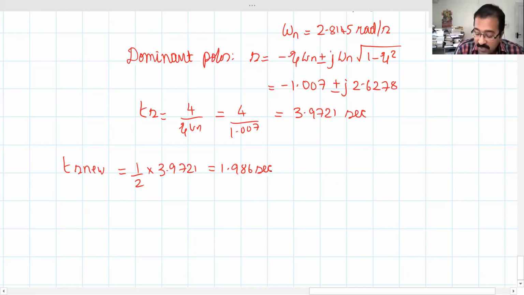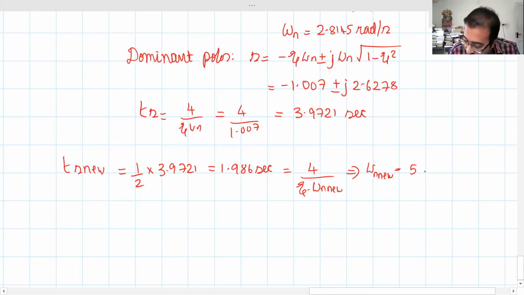So that is nothing but 4 divided by zeta into a new omega n, because you are maintaining the damping ratio the same. The changing parameter is the omega n value only. Zeta value we know, around 0.357. So what will be your omega n new? Your omega n new will be 5.6291 radians per second.